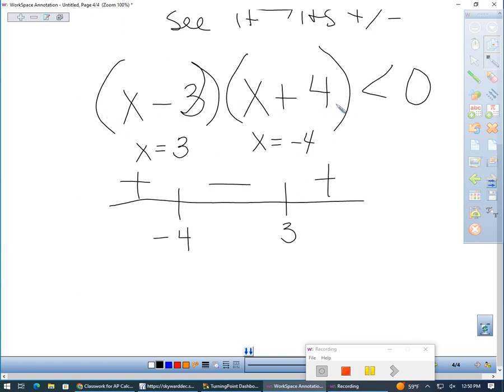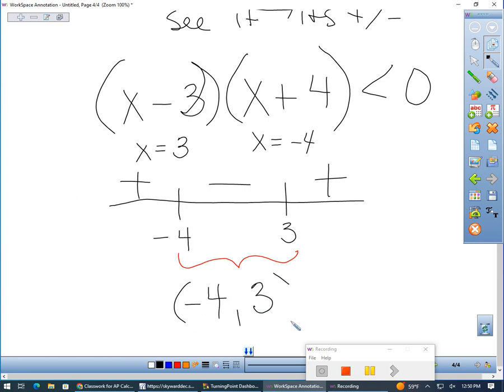It wants to know, where is this less than 0? Yep, right here is where it's less than 0. So I would write that, again, from negative 4 to 3. And why am I using parentheses? Good. It just says less than, right?